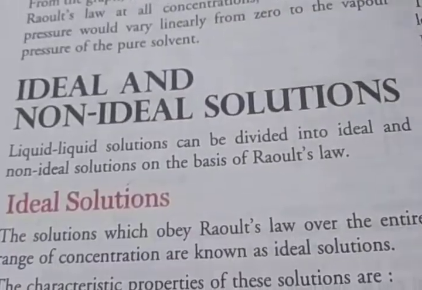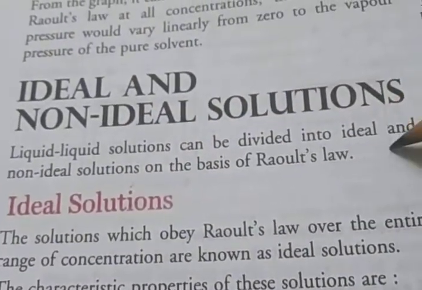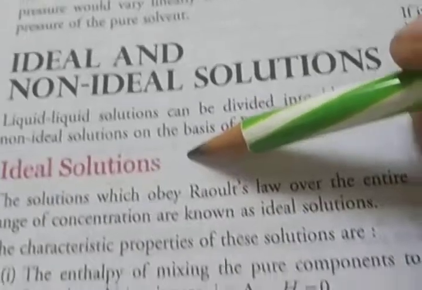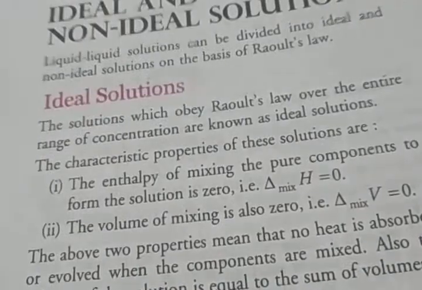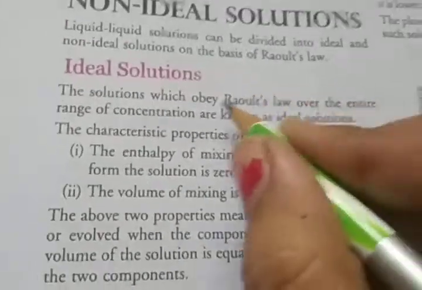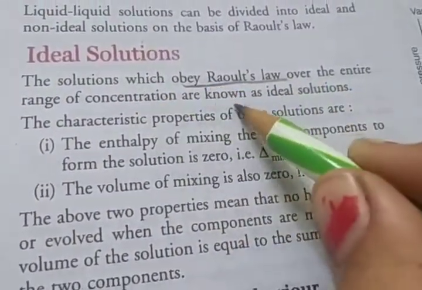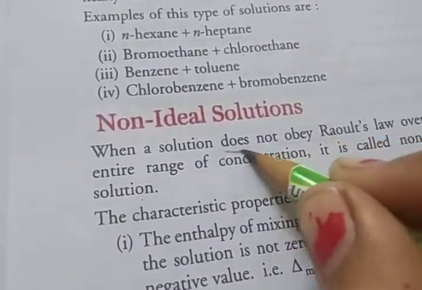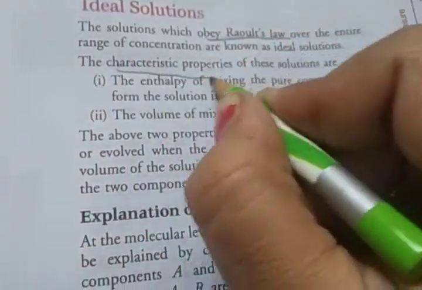Next topic is ideal and non-ideal solutions. Liquid solutions can be divided into ideal and non-ideal solutions. First we discuss ideal solutions. The solutions which obey Raoult's law over the range of concentration are known as ideal solutions. Conversely, a non-ideal solution is one that does not obey Raoult's law. Then, ideal solution characteristics and properties.